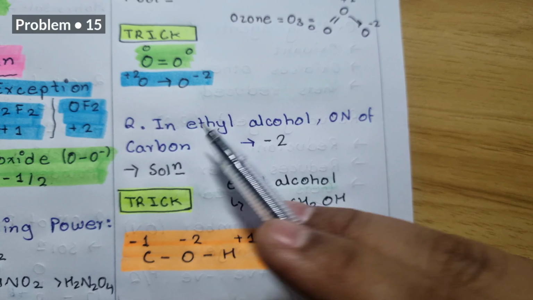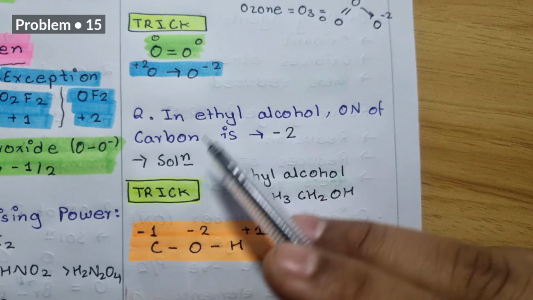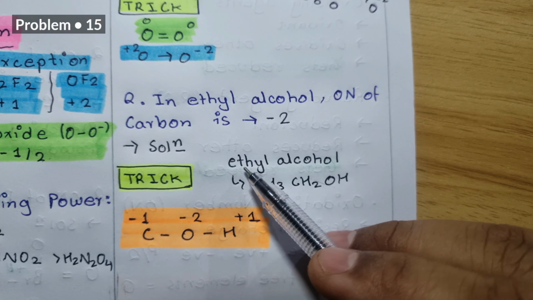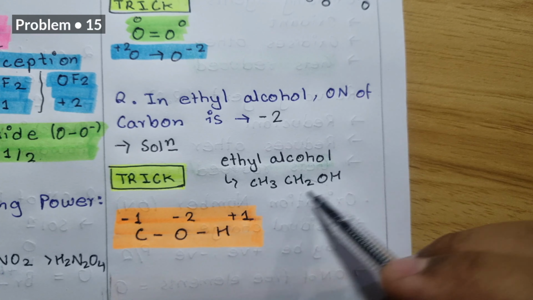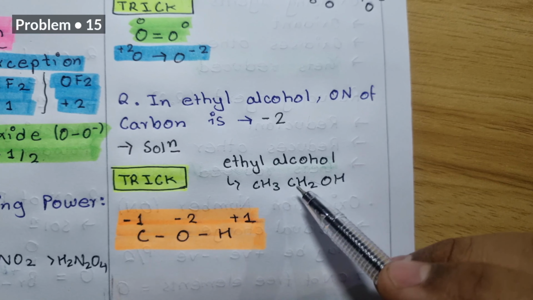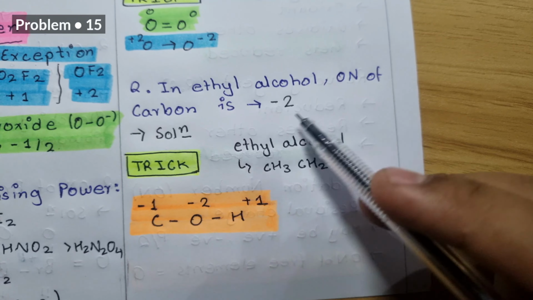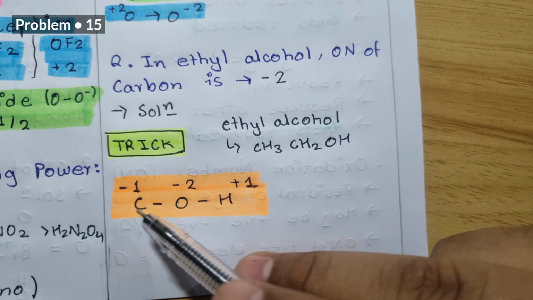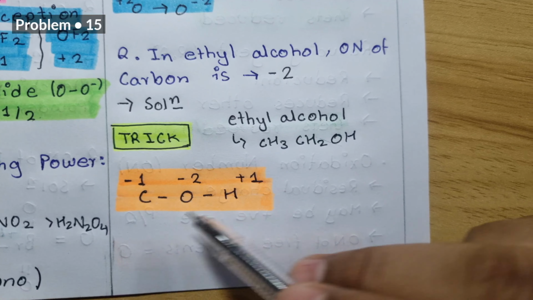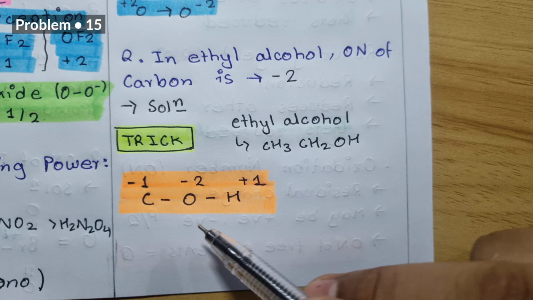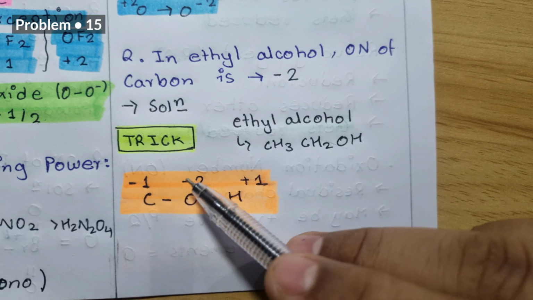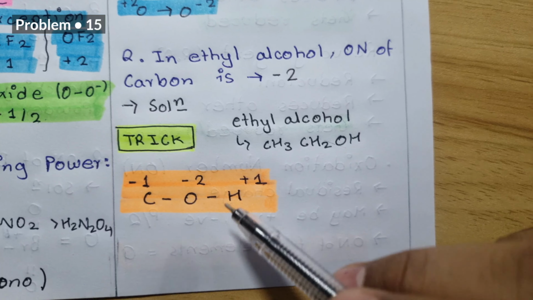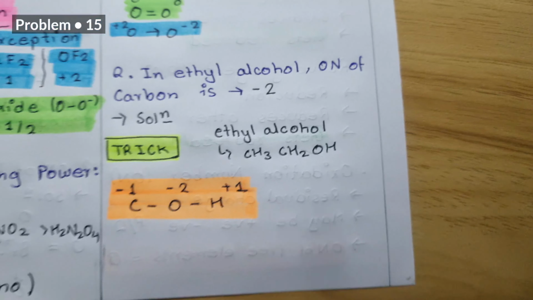In ethyl alcohol, the oxidation number of carbon is, first and foremost, we need to understand the molecular formula of ethyl alcohol, that is CH3CH2OH. For solving any type of alcohol problem, you need to understand this one. In the C-O-H bond, carbon gets -1 oxidation state, oxygen gets -2 oxidation state, and hydrogen gets +1 oxidation state.